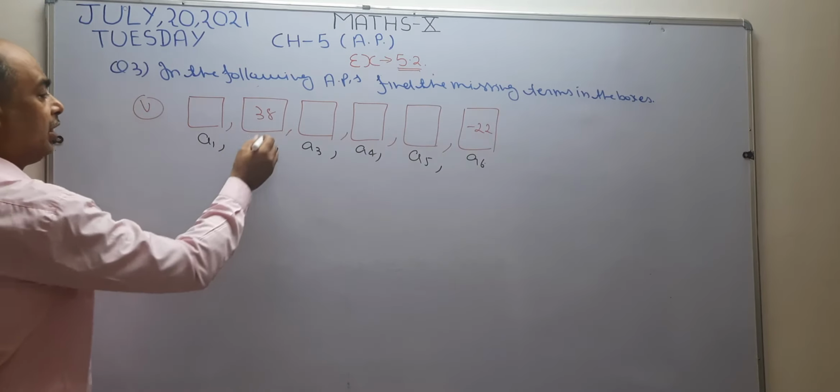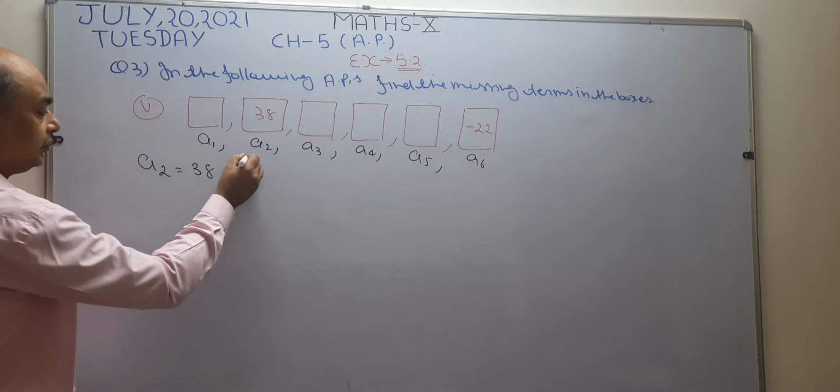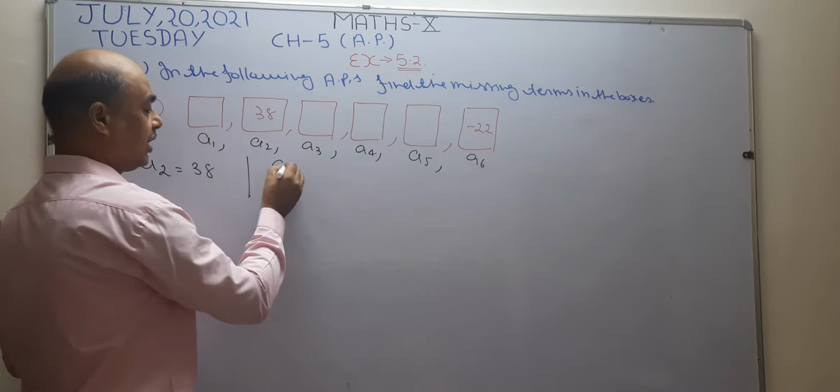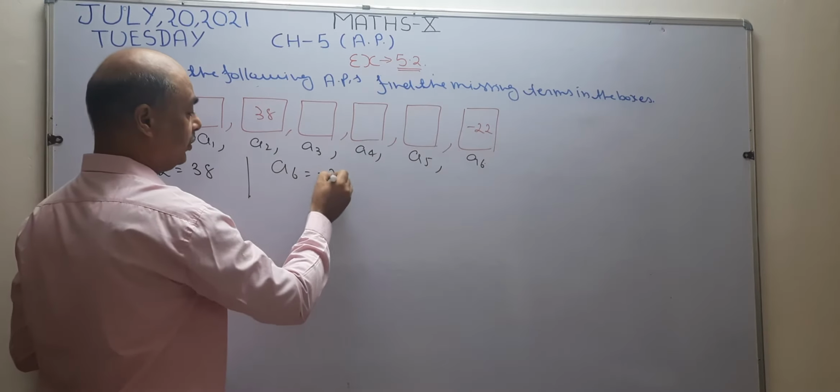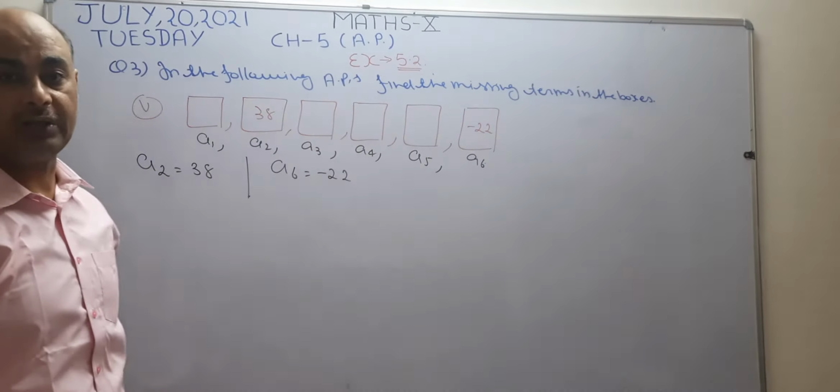Now, in which position is the second term given? The second term is given as 38, and the last term is the 6th term. The 6th term is also given. 2 terms are given. We have to find the remaining 4 terms. This is the question.